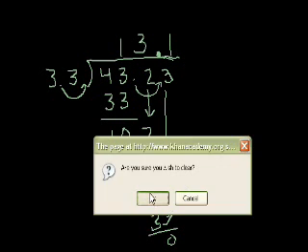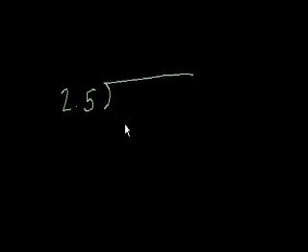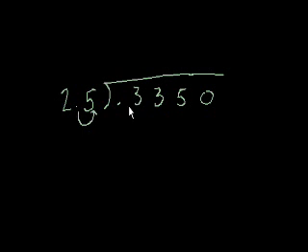I think I have time. YouTube puts a limit on this stuff. So let's say I say 2.5 goes into 0.3350. How many times? Well, once again, let's move the decimal point over 1 here. So we move the decimal point over 1 here, put the decimal here.